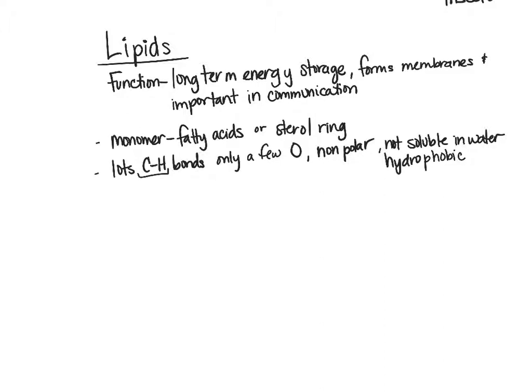There are three different types of lipids that we'll talk about: triglycerides, phospholipids, and sterols. Let's take a look at our fatty acids. We'll look at our monomers first, and then we'll build up to our polymers. The monomer we're going to talk about first, which we see in both our triglycerides and our phospholipids, is fatty acids.